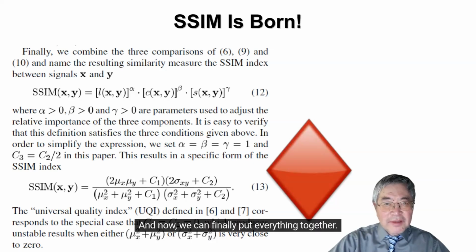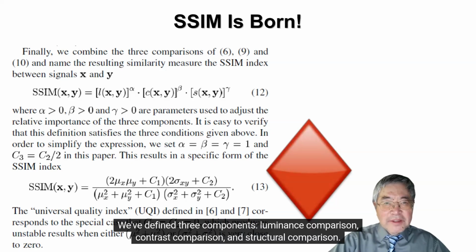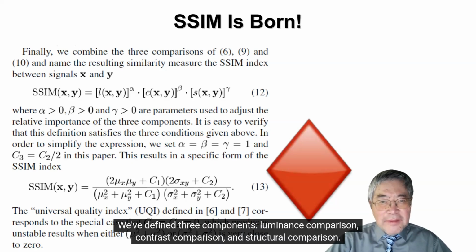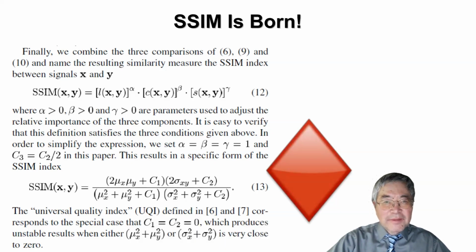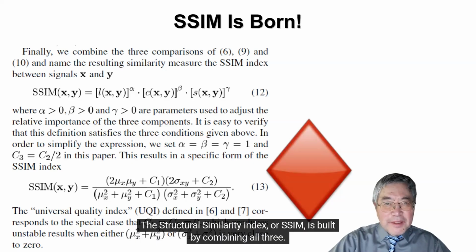And now we can finally put everything together. We've defined three components: luminance comparison, contrast comparison, and structural comparison. Each one captures a different aspect of how two images may look alike or differ. The structural similarity index, or SSIM, is built by combining all three.